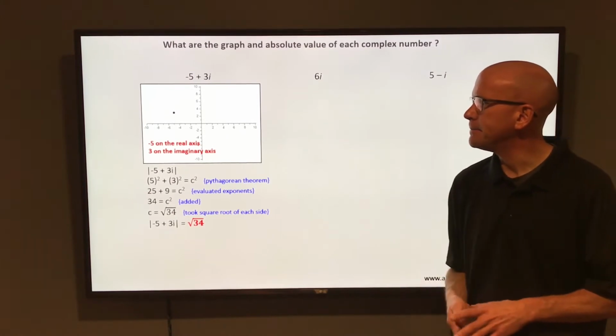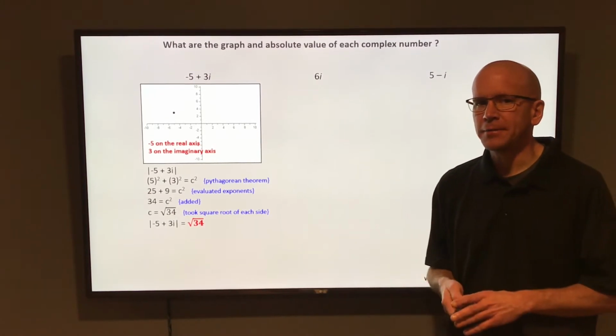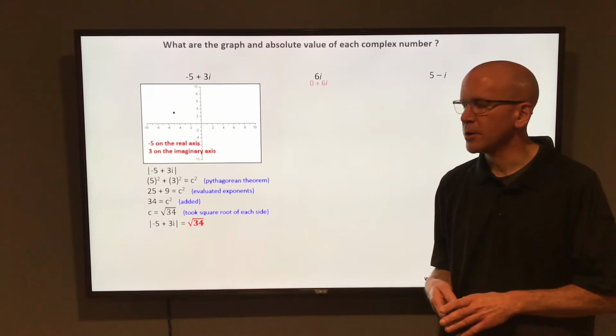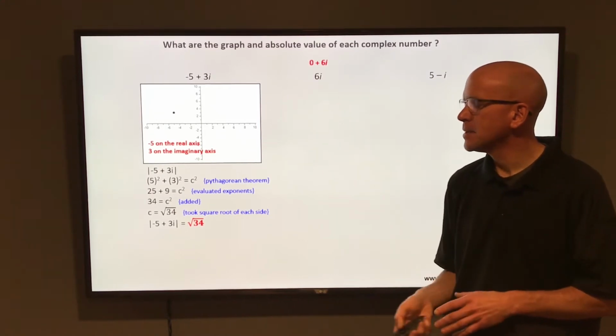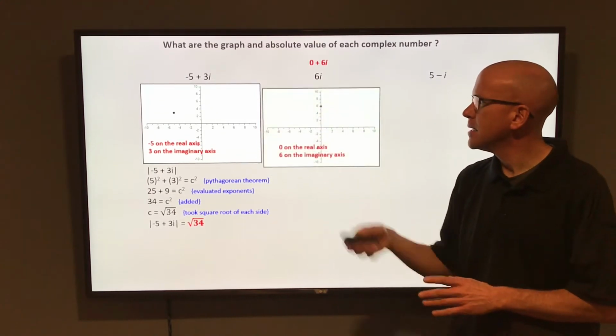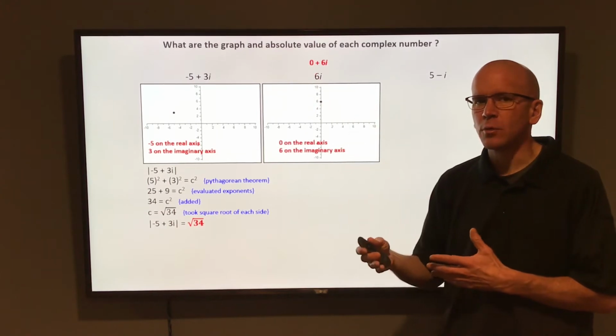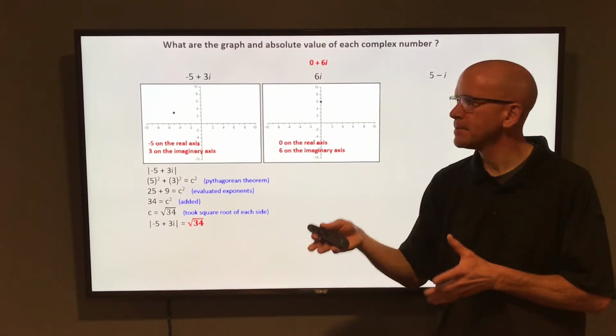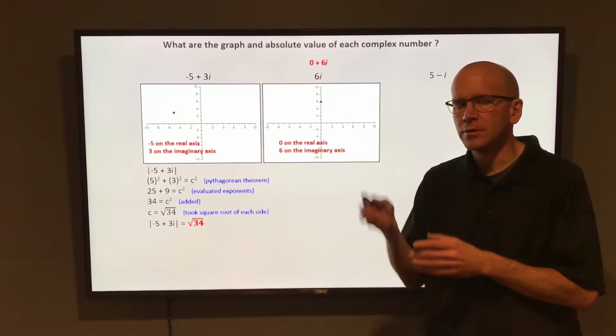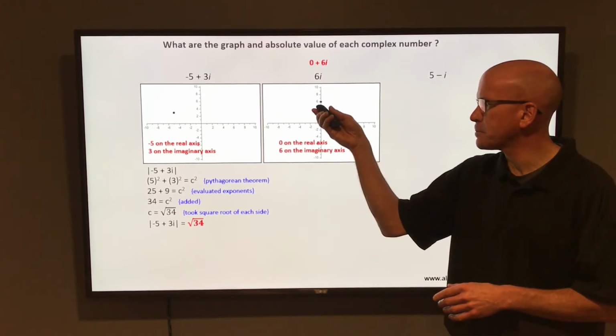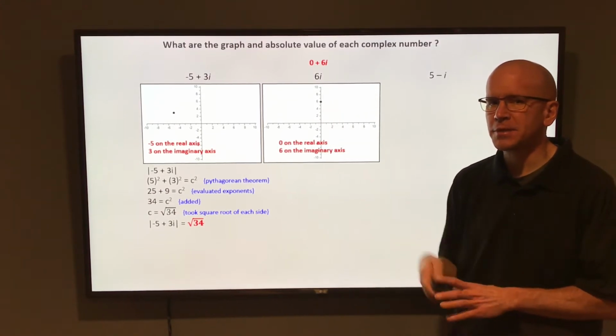For 6i, it's pretty easy to graph that. There is no real part showing, but you could always put a 0 in. Just go up 6 on the y-axis. So the 0, that's the x-coordinate. You're not going left or right any. 6i, that'd be the y-coordinate. Just go up 6, put a point. That is the graph of 6i.